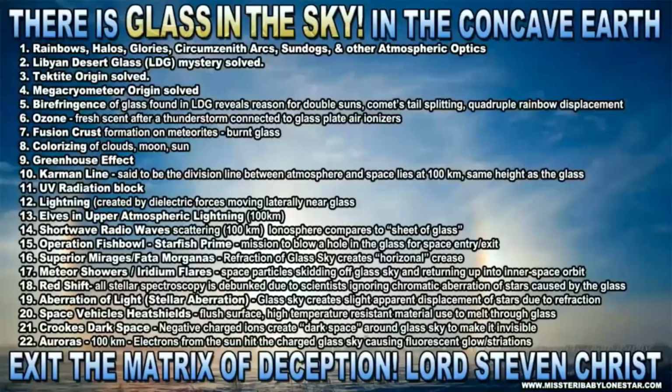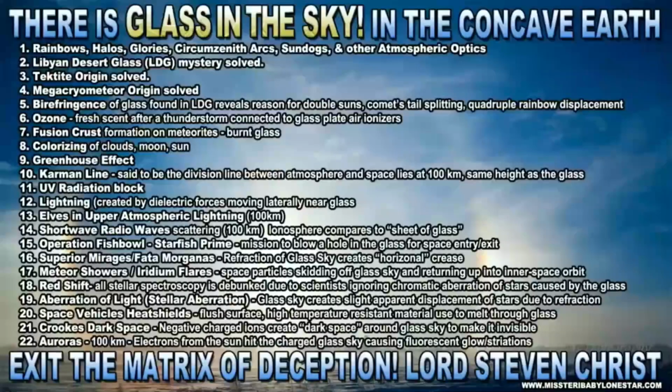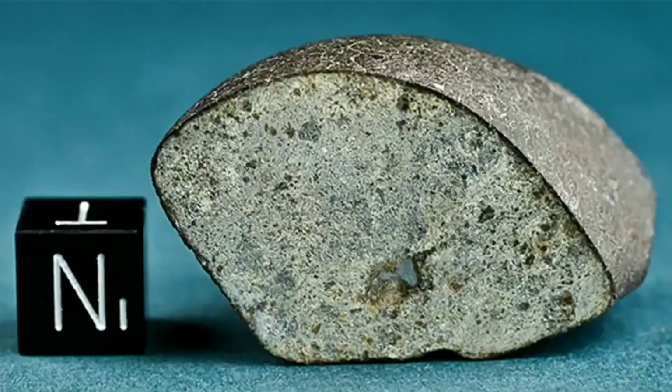Number 6, ozone. Did you realize that ozone is actually generated with the help of the glass sky? And that fresh scent that you smell after thunderstorms? That's the same fresh scent that's replicated in air ionizers with glass plates. The glass actually helps manufacture that fresh scent. Number 7, fusion crust. Meteorites are covered with fusion crust. Fusion crust is burnt glass. That means that meteors are melting through the glass and getting covered by burnt glass, by a fusion crust.